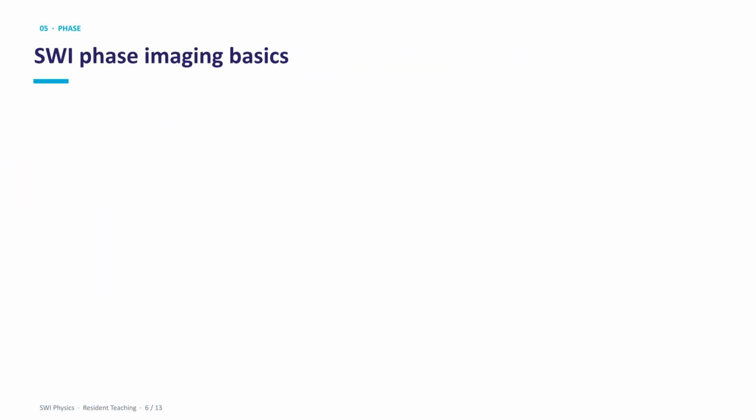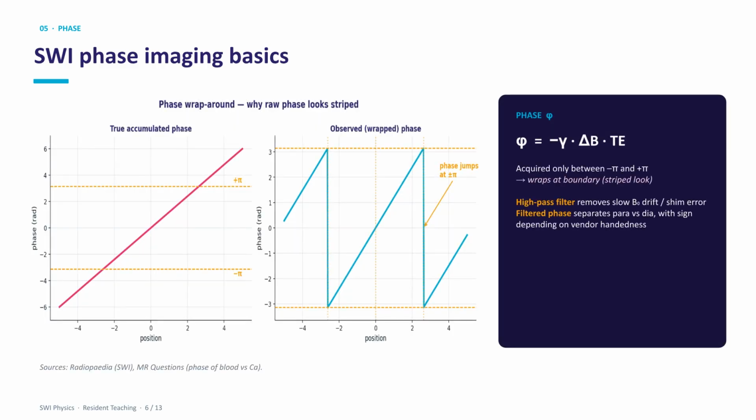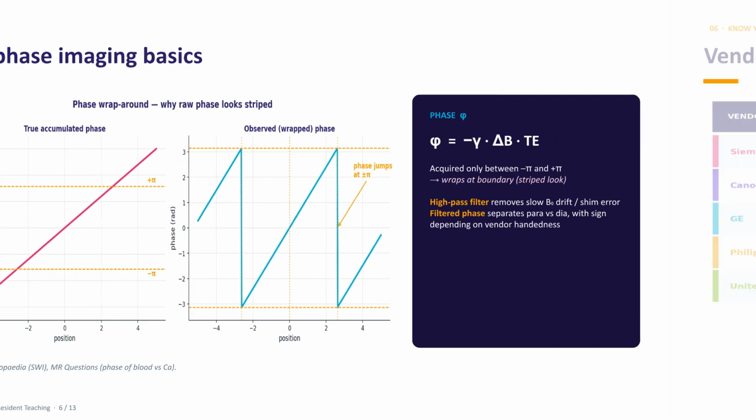Phase is determined by the Larmor equation, phi equals negative gamma times delta B times TE. Raw phase is acquired between negative pi and positive pi, resulting in a striped or wrapped appearance. A high-pass filter removes slow B0 drift. The filtered phase separates paramagnetic and diamagnetic substances, with the sign depending on vendor-handedness.